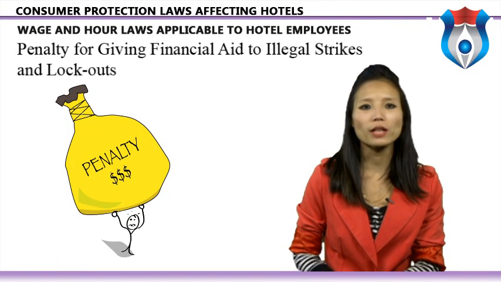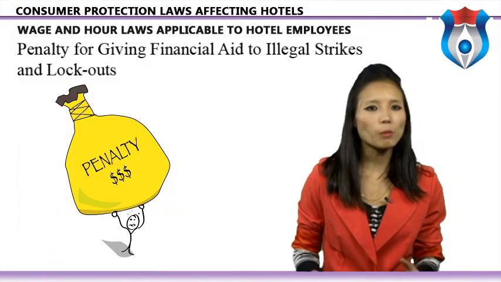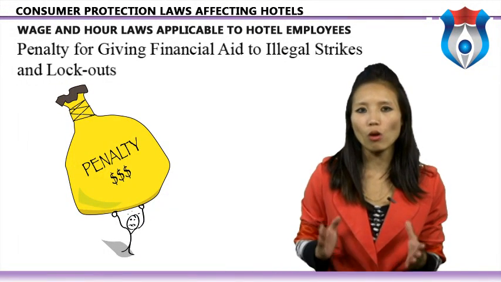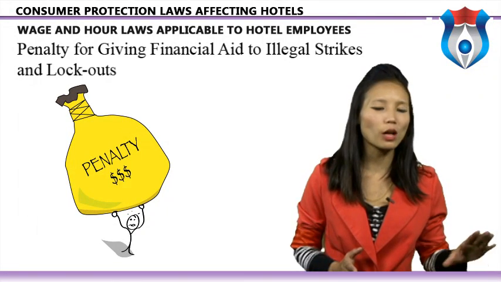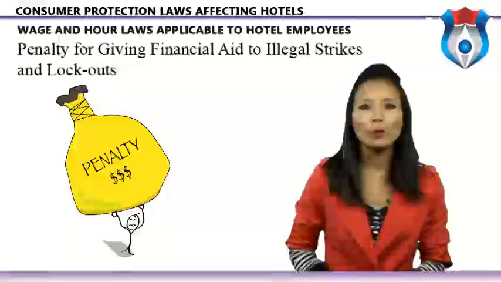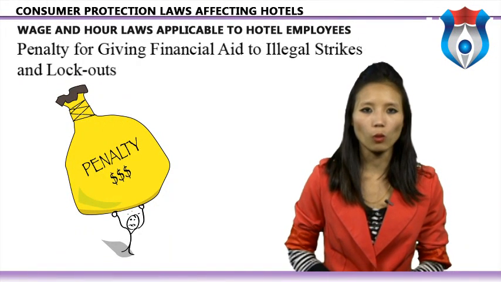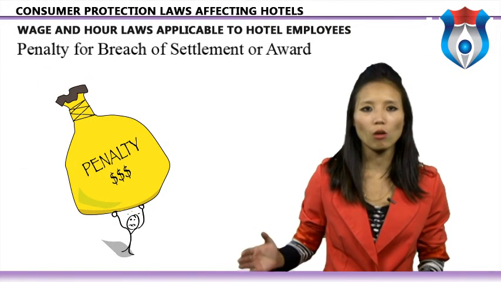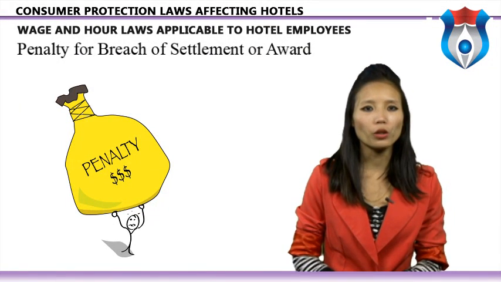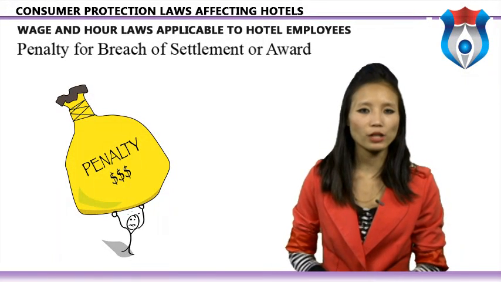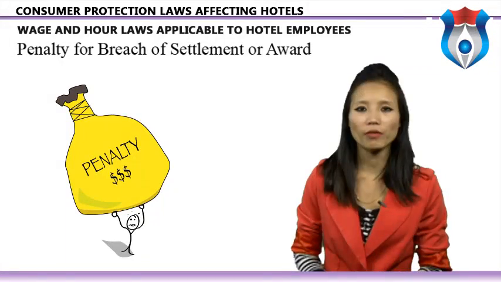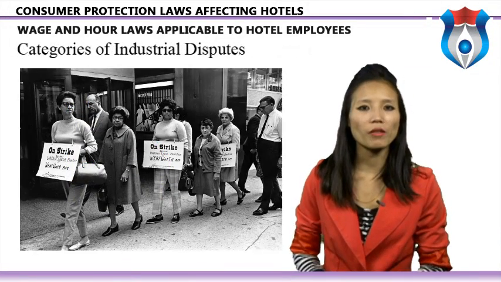Penalty for giving financial aid to illegal strikes and lockouts. Any person who knowingly expends or applies any money in direct furtherance or support of any illegal strike or lockout shall be punishable with imprisonment for a term which may extend to 6 months or with fine which may extend to 1,000 rupees or with both. Penalty for breach of settlement or award. Any person who commits a breach of any term of any settlement or award which is binding on him under this act shall be punishable with imprisonment for a term which may extend to 6 months or with fine or with both. Categories of industrial dispute.